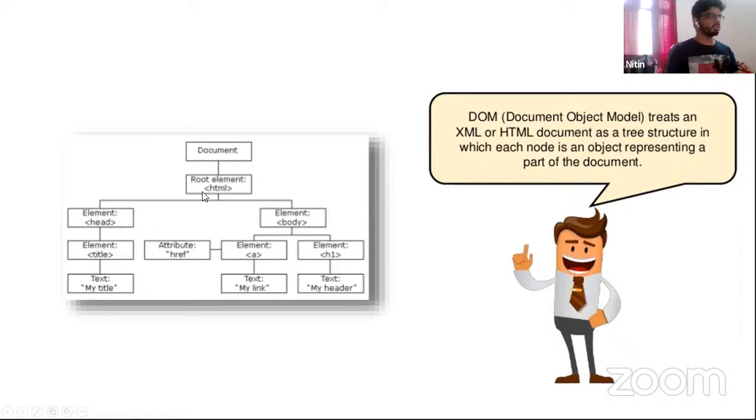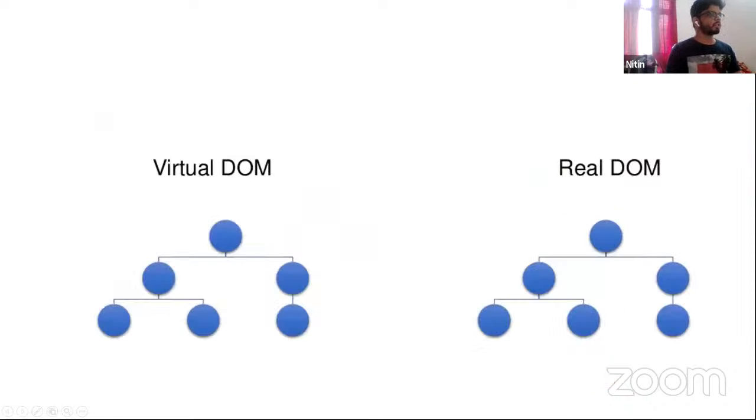We have a document, then we have a root element that is HTML, then we have head and some of the attributes of the head, and then we have the body tag and the attributes that the body tag accepts. So this is our normal document object model. Now, virtual DOM is just a copy of this. If you look at this example, this is our real DOM that is rendered and displayed in the browser. This is the virtual DOM that React makes.